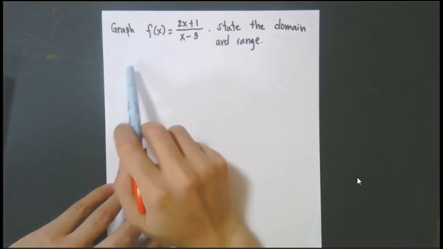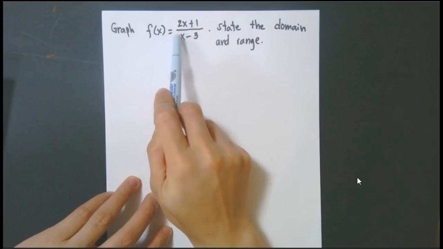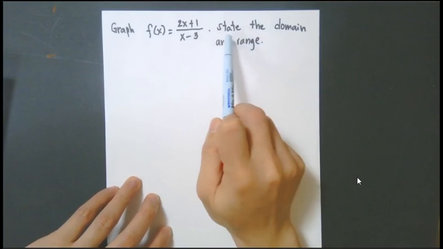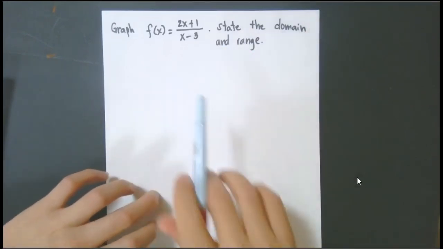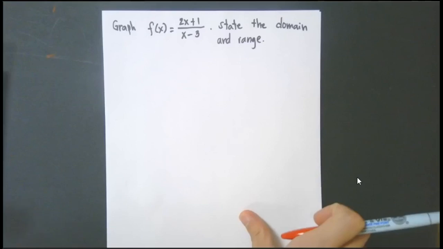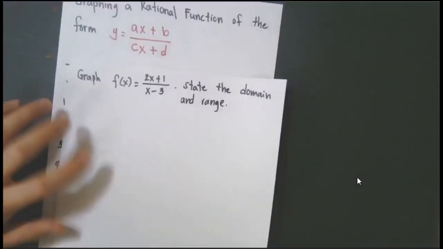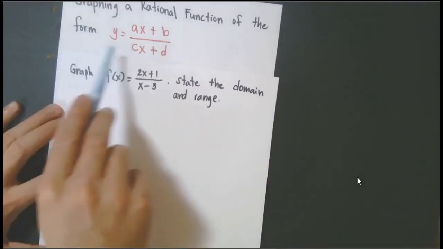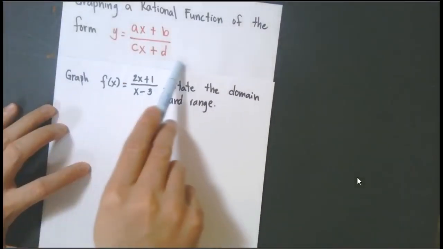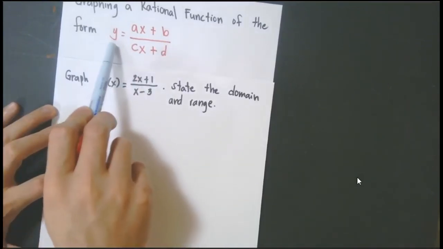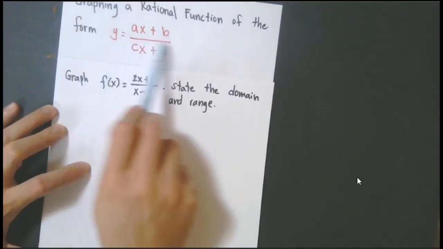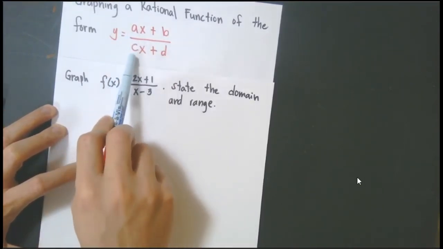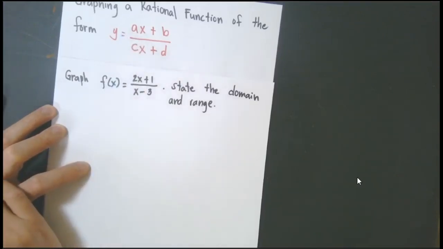The problem is f of x is equal to 2x plus 1 over x minus 3, then state the domain and range. Now, before we solve this problem, let's try to study the given form. This form is y is equal to ax plus b over cx plus d. Now, a and c are coefficients.